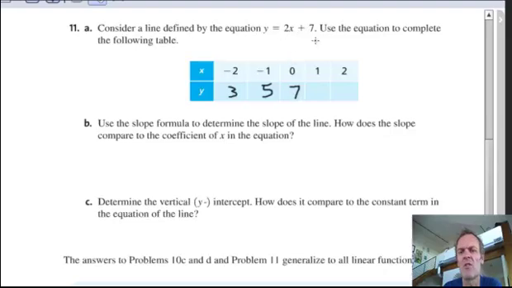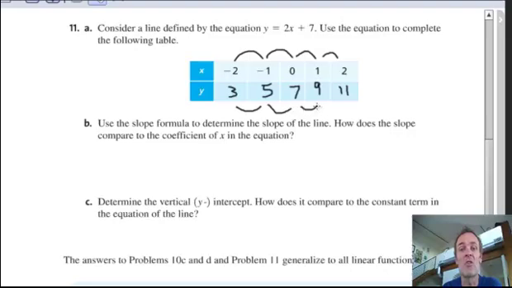2 times 1 is 2, plus 7 is 9. And 2 times 2 is 4, that makes 11. Now look, before I go any further, can you see what's happening here? Look at the table. As x goes up by 1 each time, the y is going up by 2 each time.